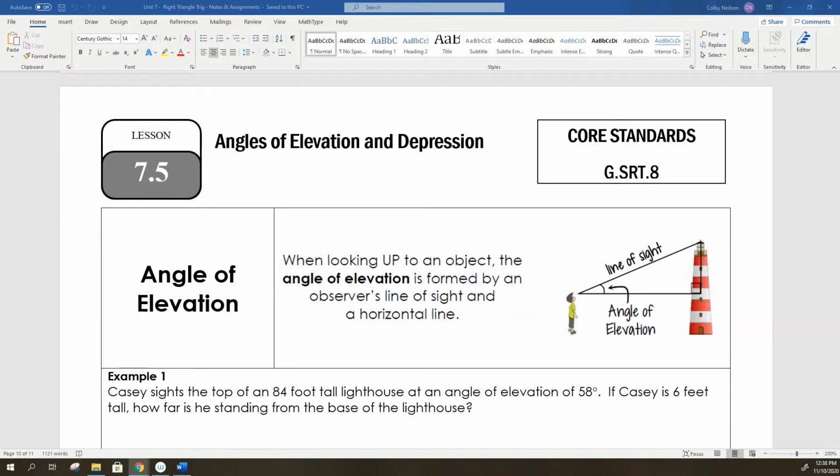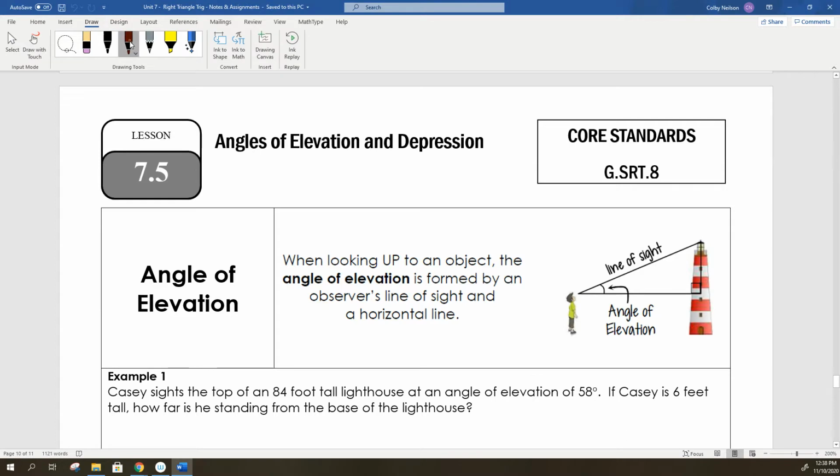So open up to 7.5 here. We're going to talk about angles of elevation and angles of depression. An angle of elevation is going up, like elevated, and depression is an angle going down. But we'll talk about that as we go here.